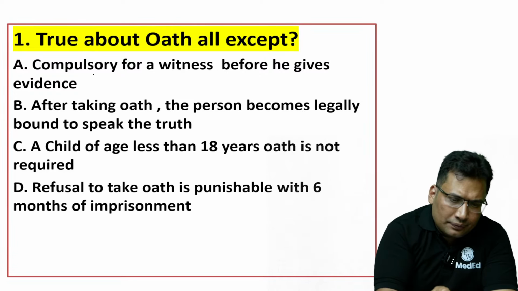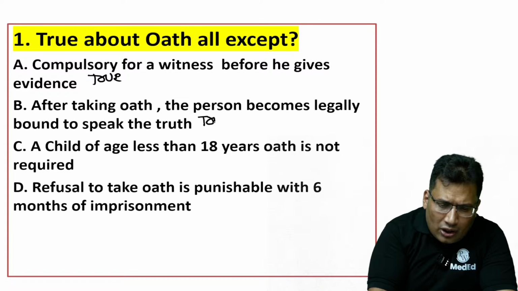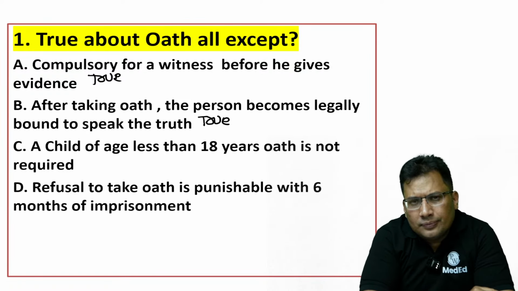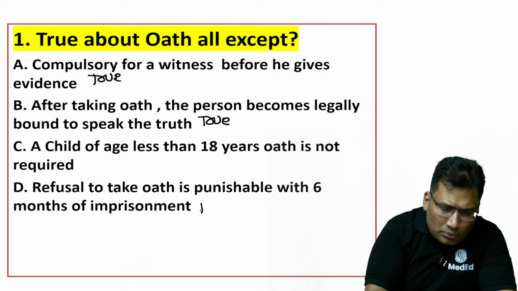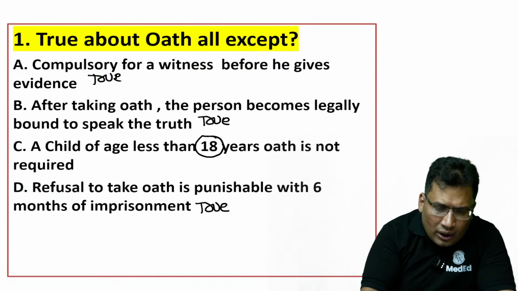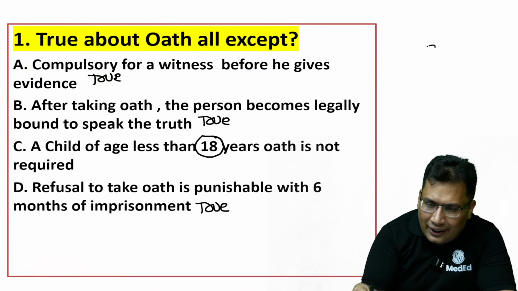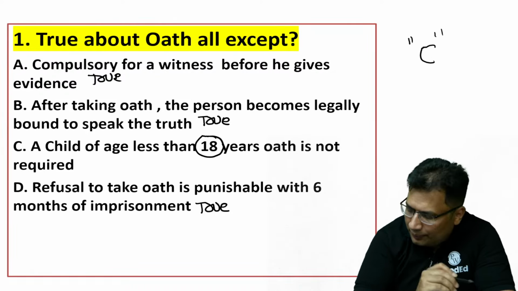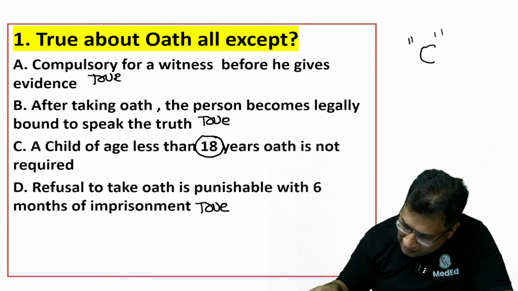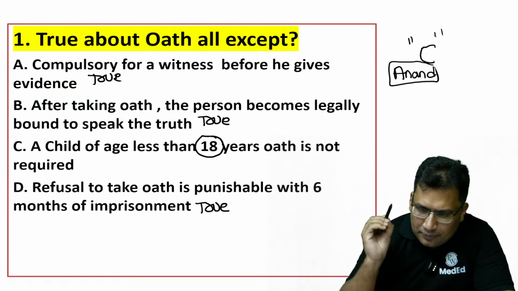A is true, compulsory है. B is also true, otherwise it can be perjury. C is also true. 18 लिखा है ना, ये wrong है. It should be less than 12 years. So the answer is C. The first to answer, Anand. Anand, very good answer. Good.